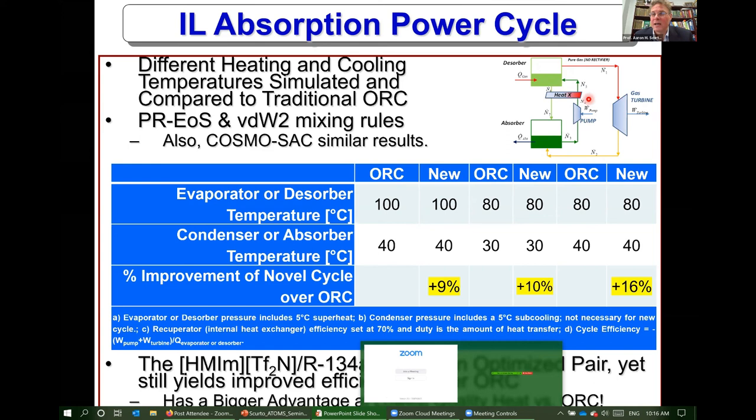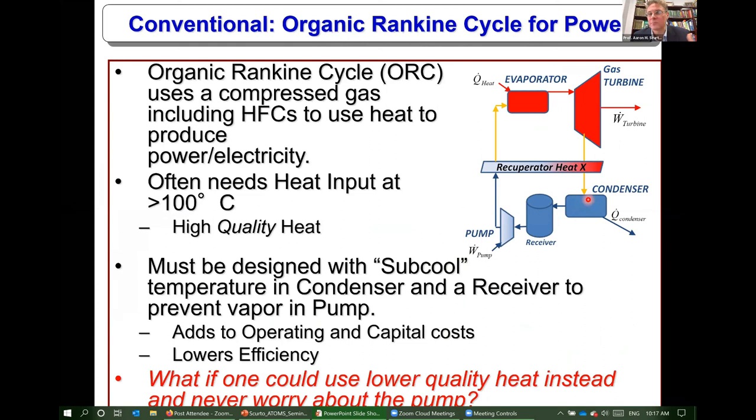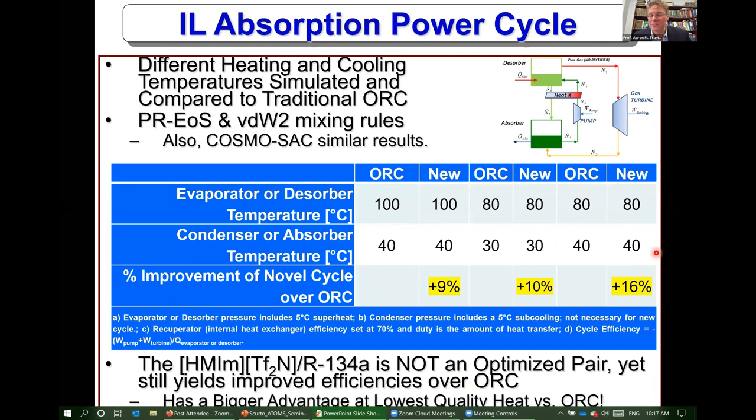I would say what the key for this technology of why we think it's better than the ORC is that you don't have to worry about the pressure that comes out of your turbine like you do for the ORC. For the ORC, you have to set that pressure above the condensation pressure in the condenser, and then you have to add a subcool here to protect your equipment. We think one of the reasons why we get much better efficiencies is that we're not limited by that anymore. So when we engineer these, we don't have to worry about subcool conditions in our absorber, et cetera.